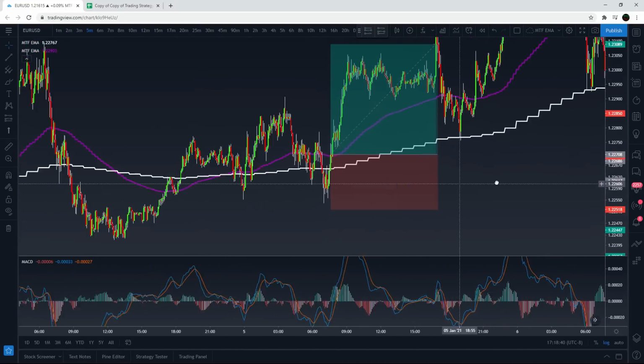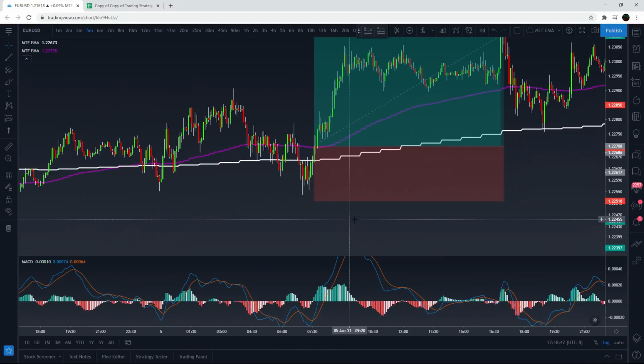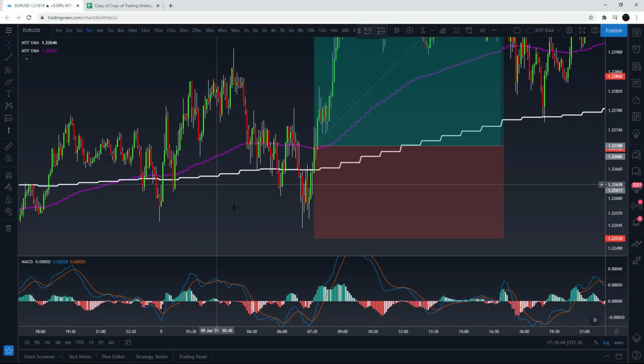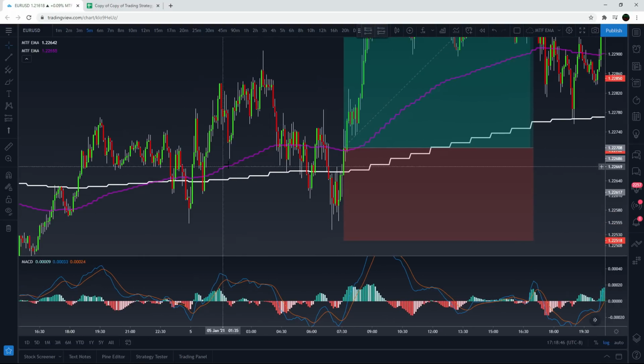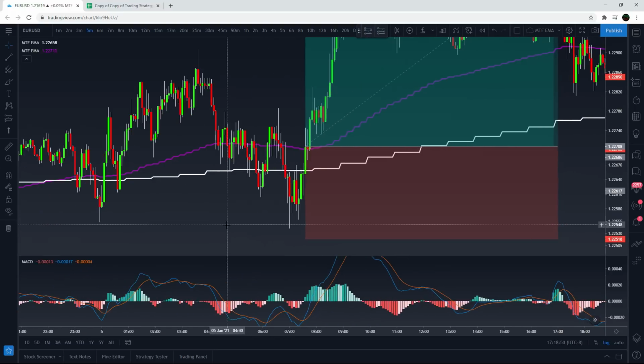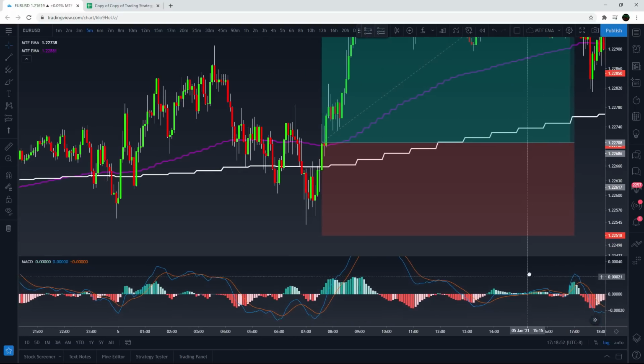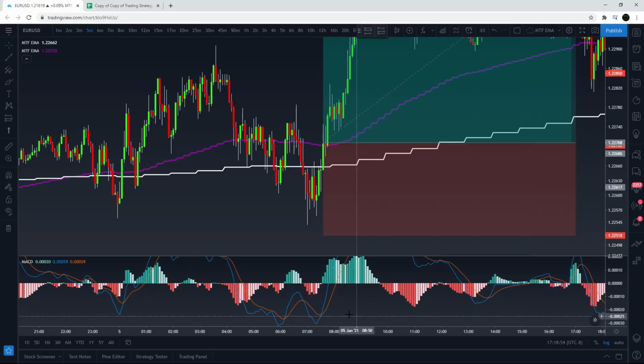I'll zoom out a little bit here. So for a long, obviously we need to make sure that the EMAs are telling us to go long. So 15-minute EMAs over the hourly. Then we look for our bullish divergence with the MACD.